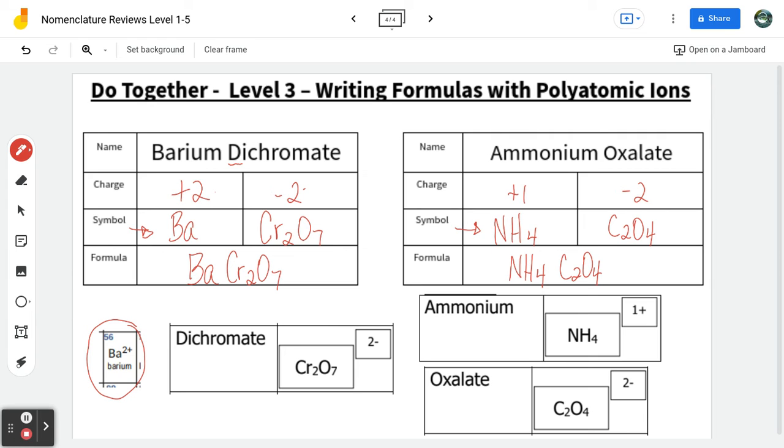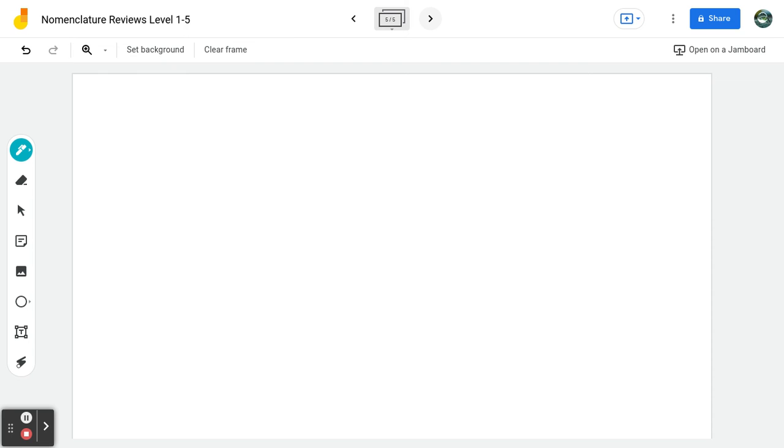Next, I'm going to apply my balancing rule. These are not even, +1, -2. They do not cancel out. So +1, nothing's going to happen with that because it's a 1. But I am going to take this 2 and I'm going to cross it over to NH4. But before I cross that over, I'm going to put parentheses around NH4 first and then add my 2. So that's what you do with polyatomic ions.